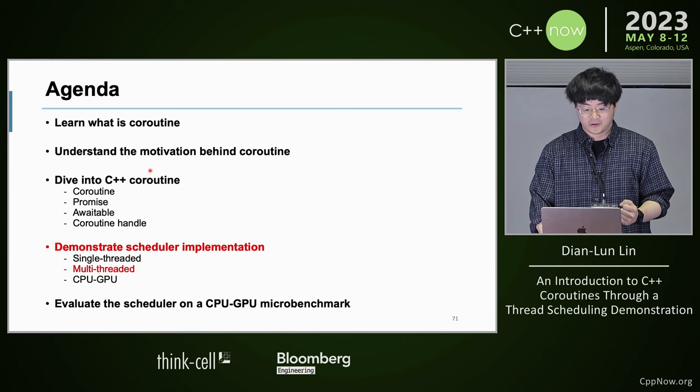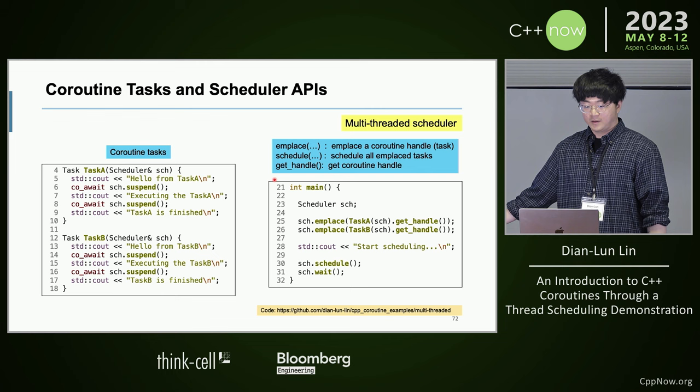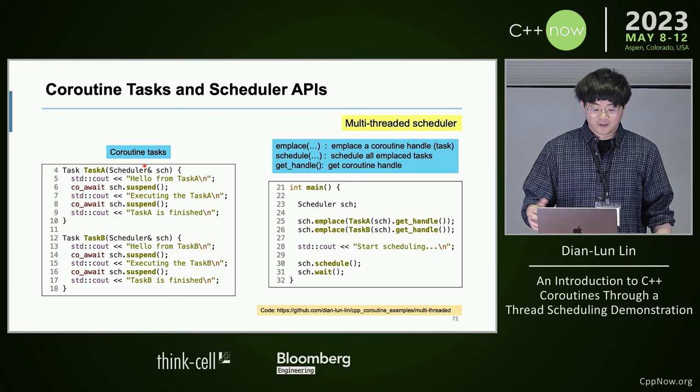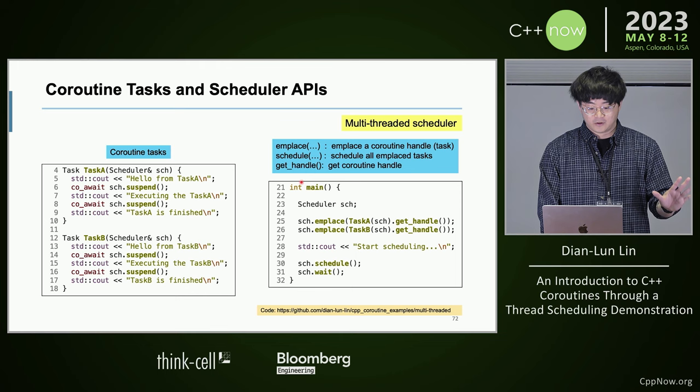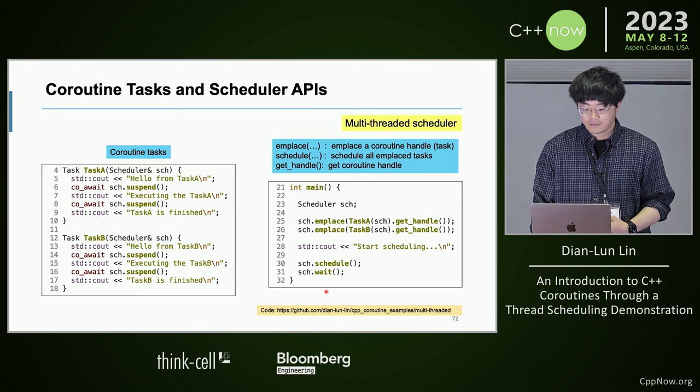So I need to speed up a little bit. Multi-threaded scheduler. I change from single-threaded to multi-threaded. There shouldn't be a difference for coroutine tests, right? There shouldn't be any modification for the user code. So the coroutine test is exactly the same. For the main function, it's almost the same, except I have a wait, to wait until all threads join the main thread. All right, so it's almost the same. How about the coroutine and promise type?